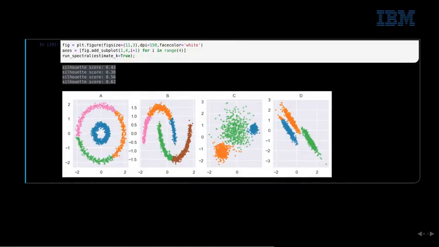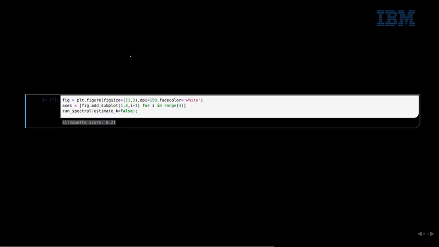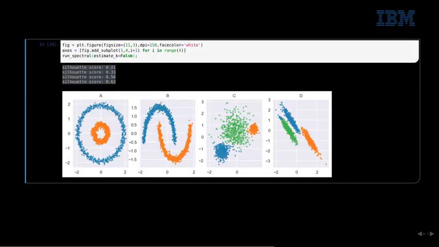You have probably noticed that we are estimating the number of clusters in the run functions themselves. Let's see what happens when we actually give it the number of clusters. We see that the algorithm does fairly well with all 4 plots. Spectral clustering is an exceptionally flexible algorithm.